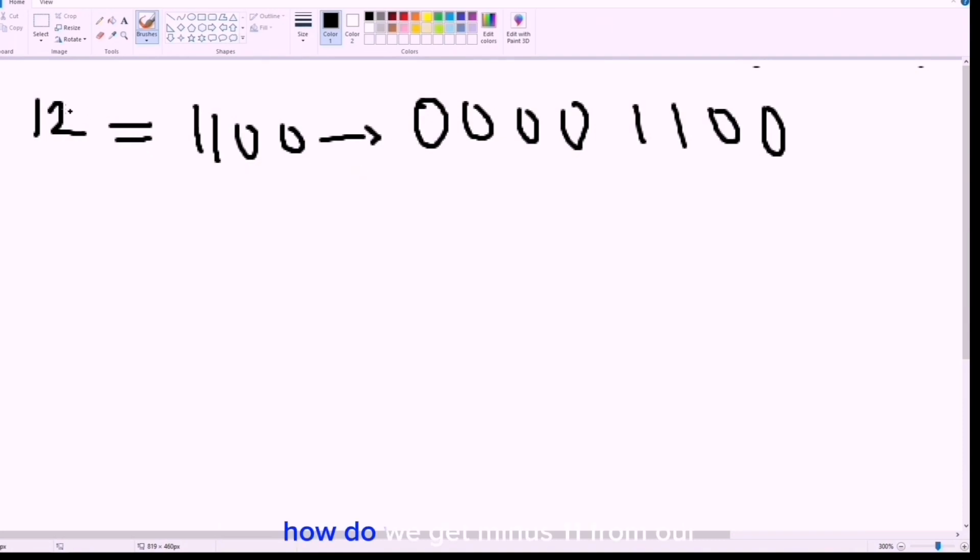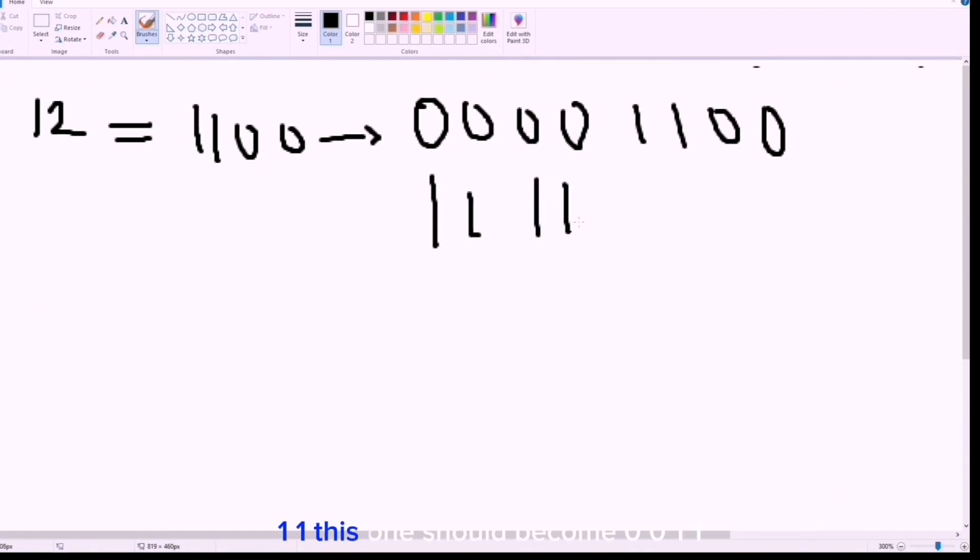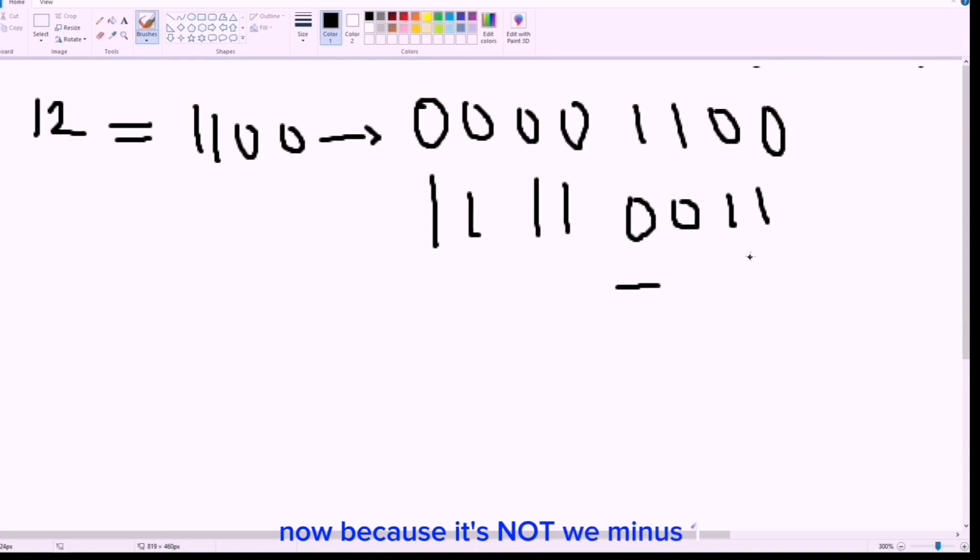How do we get minus 11 from our NOT 12? What NOT does is it changes everything. Remember, just like I told you before, if it was 0, it becomes 1. If it was 0, it becomes 1, 1, 1. This one should become 0, 0, 1, 1. Now, because it's NOT, we minus 1.